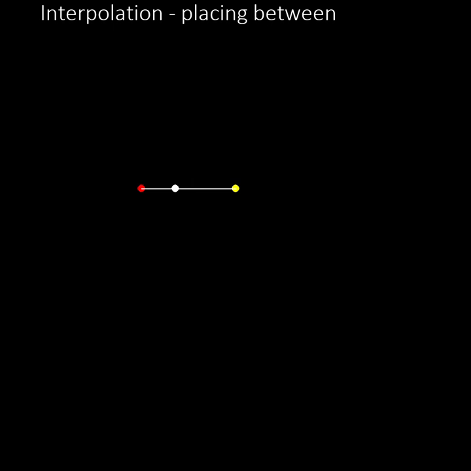So the white circle here is interpolating between the red and the yellow points. Similarly, extrapolation means going beyond known points. Here the white circle is extrapolating from the red and the yellow points. So interpolation and extrapolation using points is straightforward.